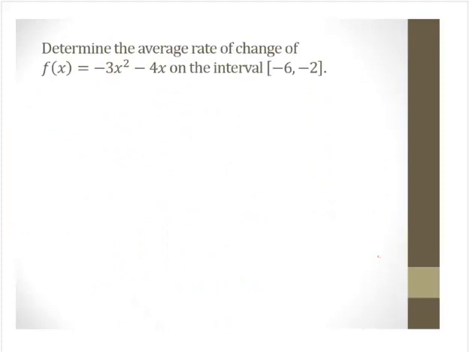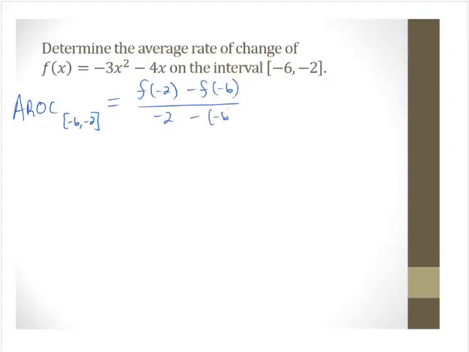All right, so determine the average rate of change of f of x equals negative 3x squared minus 4x on the interval negative 6 to negative 2. To determine that, we would need to find f of negative 2 minus f of negative 6 over negative 2 minus negative 6. So now let's do a little work. Let's find f of negative 2 and f of negative 6. f of negative 2 would be negative 3 times negative 2 squared minus 4 times negative 2. That would be negative 3 times 4, which is negative 12, plus 8, which is negative 4.